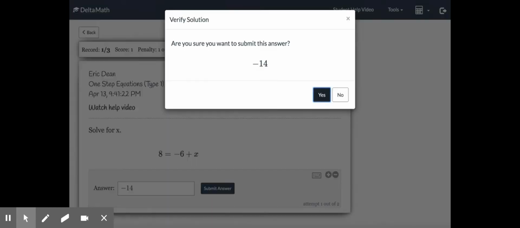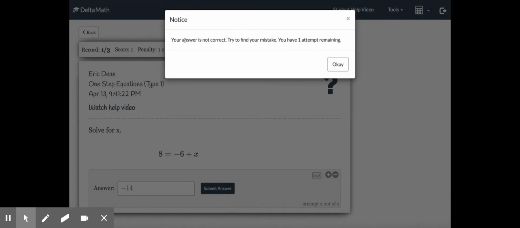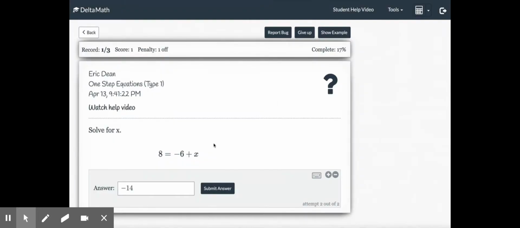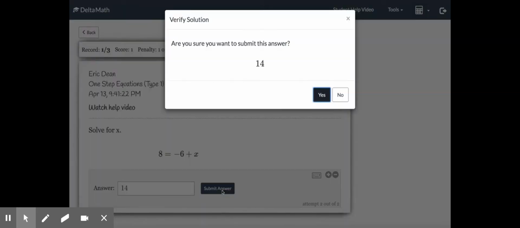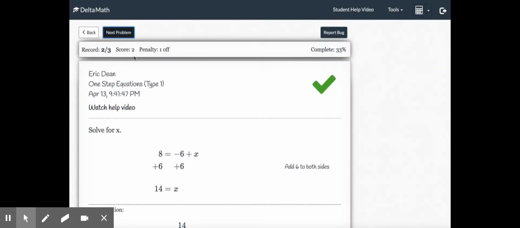So say at first you tried -14 and you get feedback that tells you that answer is not correct. You have 1 attempt remaining. Now, if we change our answer to +14, we're going to get full credit. Notice our score is 1. So after we submit 14, our score is going to be 2. We have the check mark.